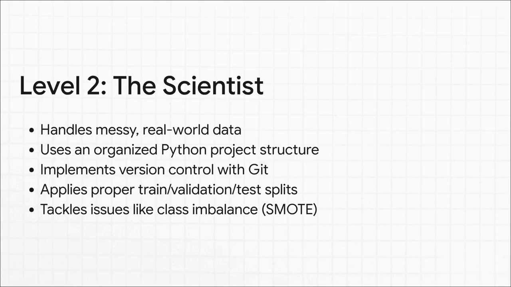Now at level 2, things start to get serious. You've graduated to being a structured scientist. You're out of the single notebook, and now you have an organized Python project, probably with different modules for data processing, training, and so on. You're using Git for version control, you're dealing with messy, real-world data, and you're doing proper train, validation, and test splits. You're even tackling more advanced problems like class imbalance. This right here, this is the absolute minimum bar for an entry-level data science role today.